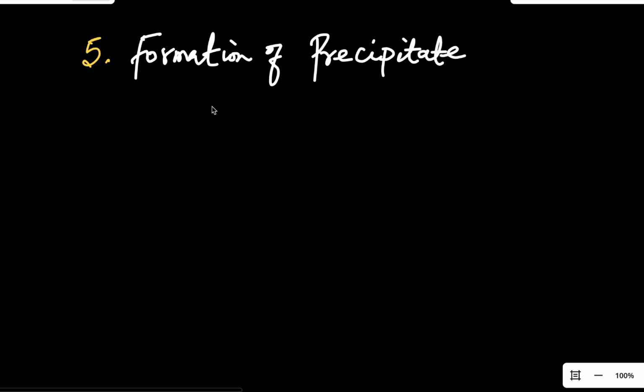Hello friends and welcome. So this is the last one, which is formation of precipitate, and this is one of the characteristics of a chemical reaction. A precipitate is a solid substance that forms when two liquid solutions react with each other. Let me break this down and keep it as simple as I can.